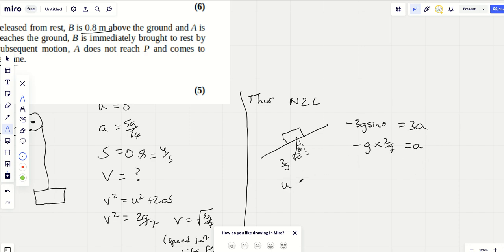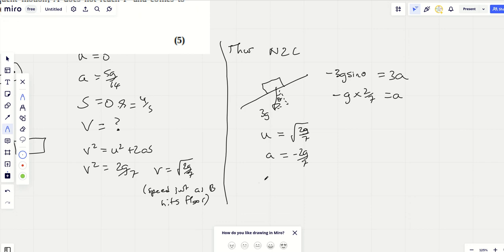So what have we got? We've got u is root 2g over 7. The initial speed just before the string goes slack is that. The acceleration is minus 2g over 7. The distance is what we're looking for, and the velocity is going to be 0 because it's right when it gets to instantaneous rest. We're just trying to work out the speed of it just before it turns back round on its journey up and down the plane. And s is the question mark.